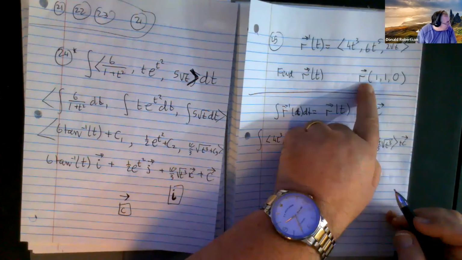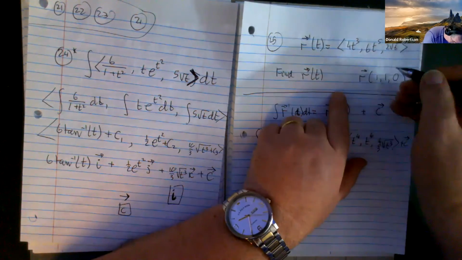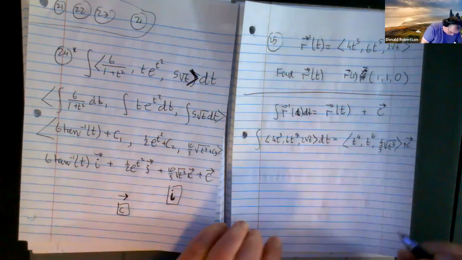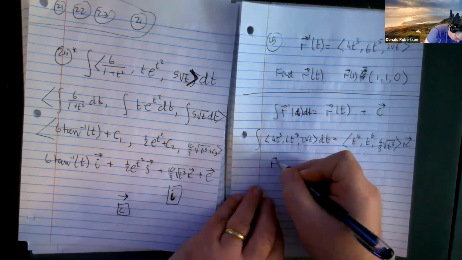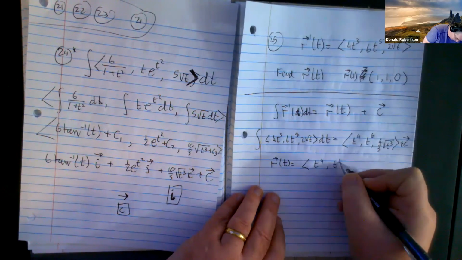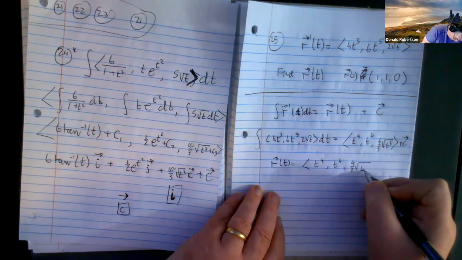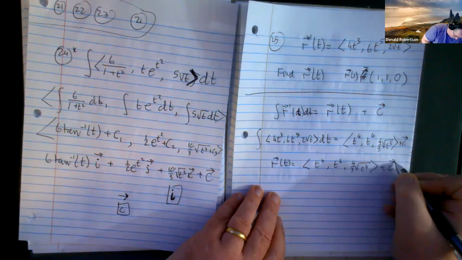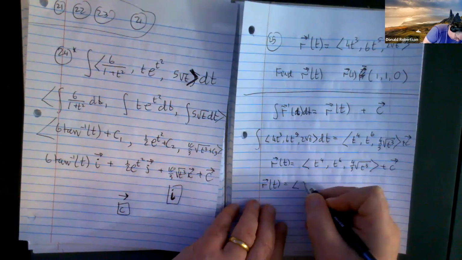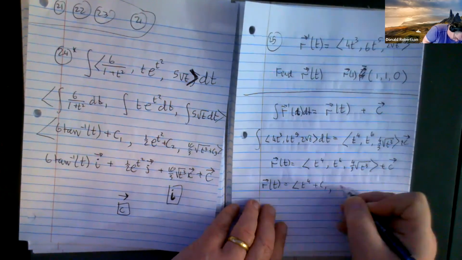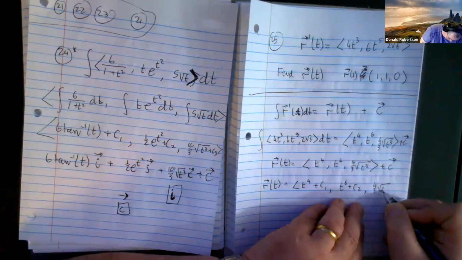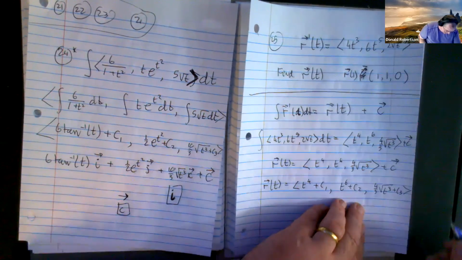Now, I forgot to tell you that R of 1 is this, right? Well, I know who R of t is. It's this function. Me personally, I would bring this inside and call it t to the 4 plus c1, t to the 6 plus c2, and 4/3 t cubed plus c3. To me, it makes more sense to have it inside.